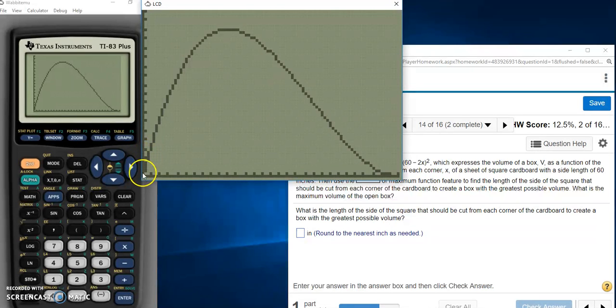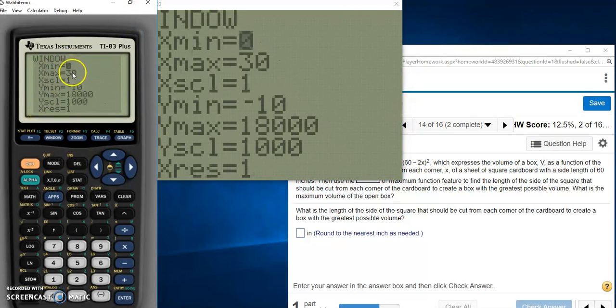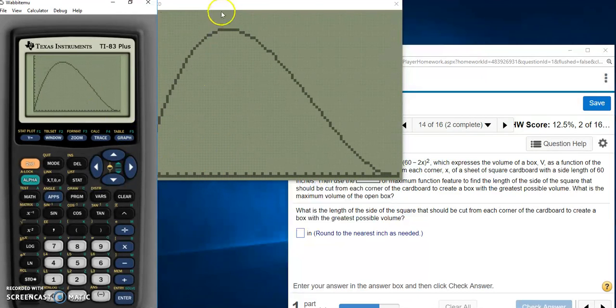Okay, so right now I've got it set from 0 to 30, and I have it going from 0 to 18,000. I did my x-axis 0 to 30, and my y-axis, oh, I went -10 to 18,000. Okay? It doesn't matter. It's not like if I went to 20,000 it would be wrong. I just need something that shows me the full picture.